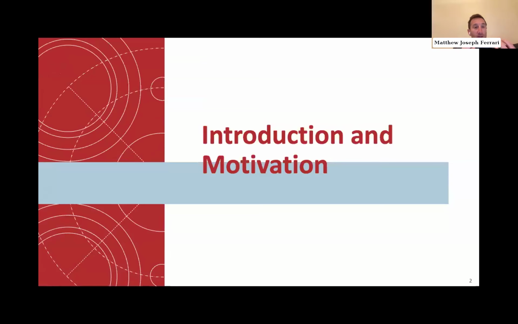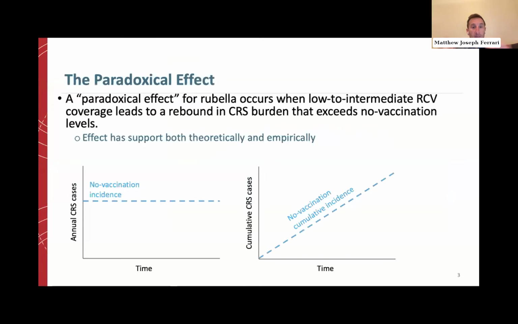So what we want to do is start with some introduction and motivation. In fact, talk about where the classic criteria for introduction of rubella-containing vaccine came from. First, what's classically referred to as the paradoxical effect for rubella occurs when low to intermediate RCV coverage leads to a rebound in CRS burden that exceeds the no vaccination levels, or the pre-vaccination levels. This effect is supported both theoretically and empirically.